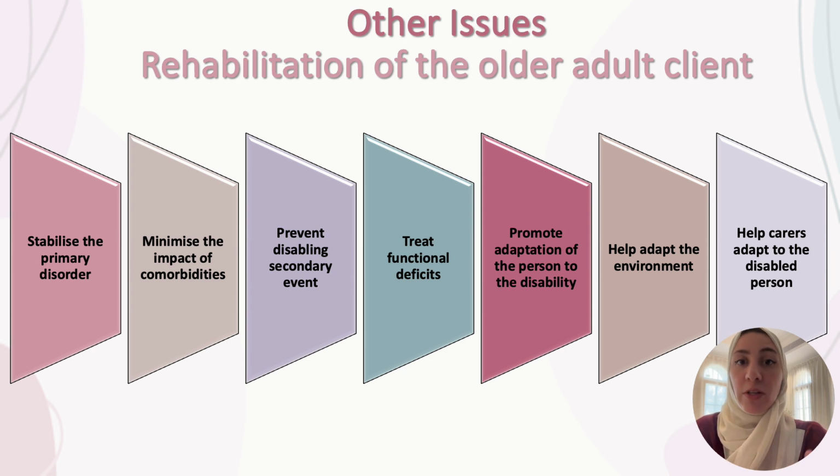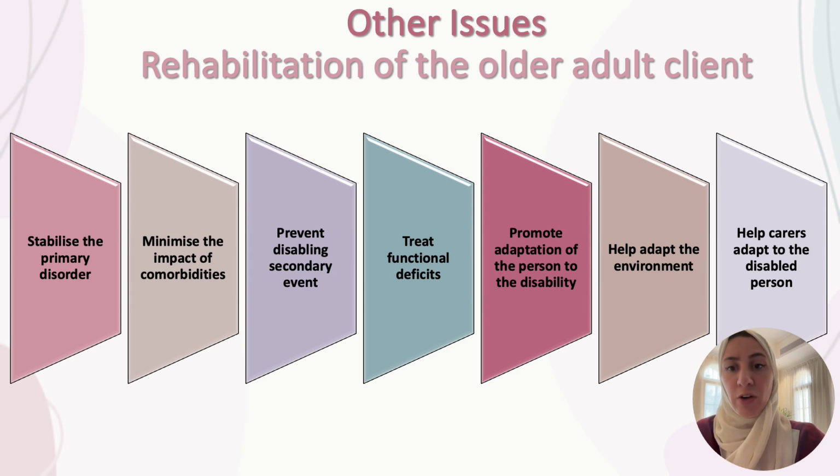Then we have to promote adaptation of the person to the disability, like helping an older adult to accept and adjust to a new limitation. For example, teaching an older adult with vision loss how to use a magnifier or voice command devices to read or write, and also to manage their daily tasks, helping them to stay as independent as possible despite their visual impairment.